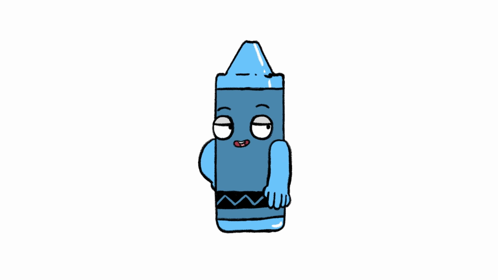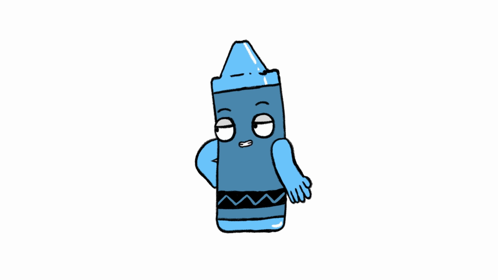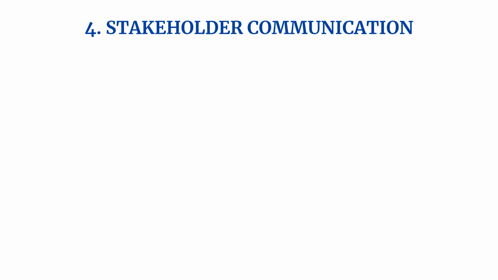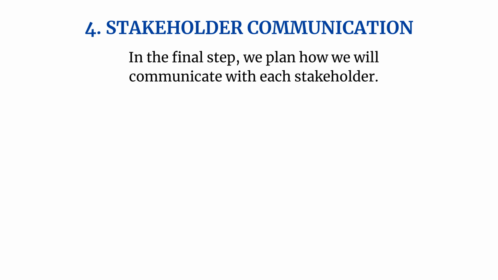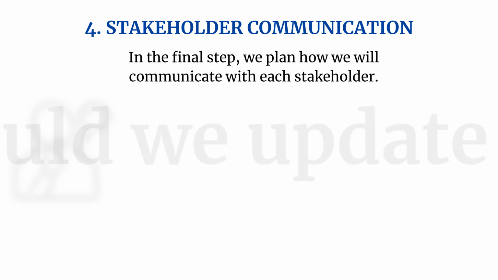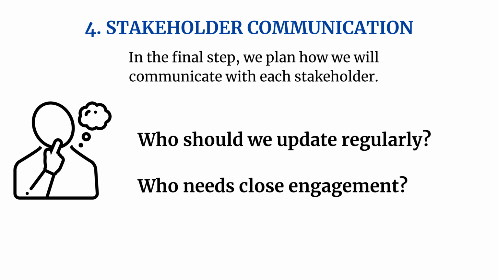Hey, you're still with me, right? I promise, just one last step. After that, everything will become much clearer with an example. 4. Stakeholder communication. In the final step, we plan how we will communicate with each stakeholder. Who should we update regularly? Who needs close engagement? This ensures that we reach the right people in the right way throughout the project.